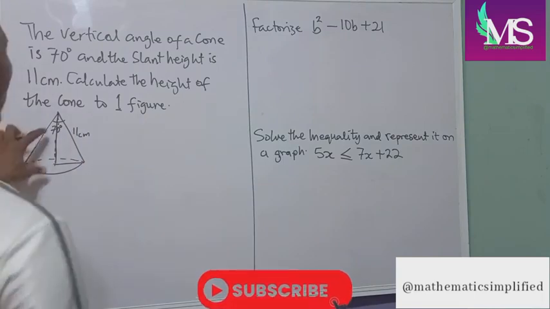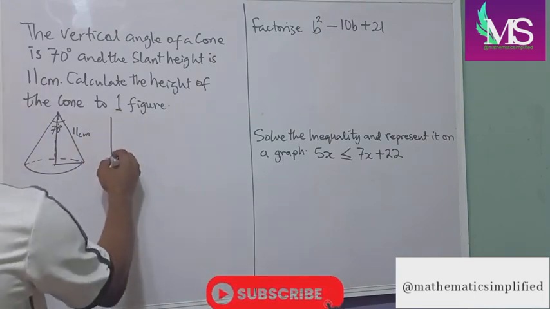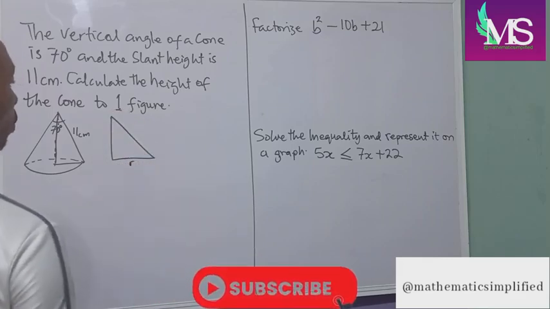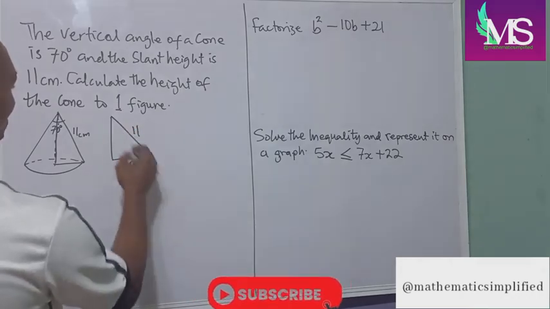Now, if we have this, we can bring it up as a right angle triangle. Here is our radius of the cone. Here is the slant height, which is 11.